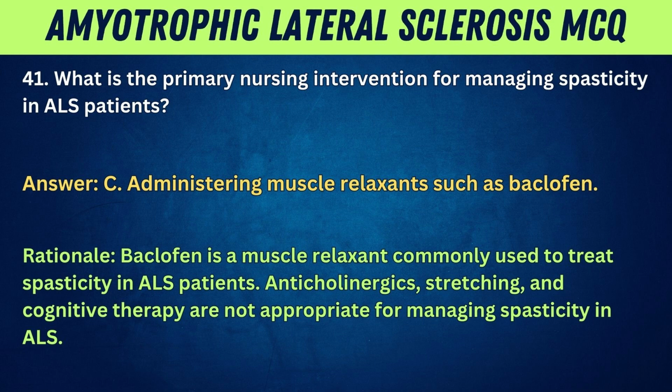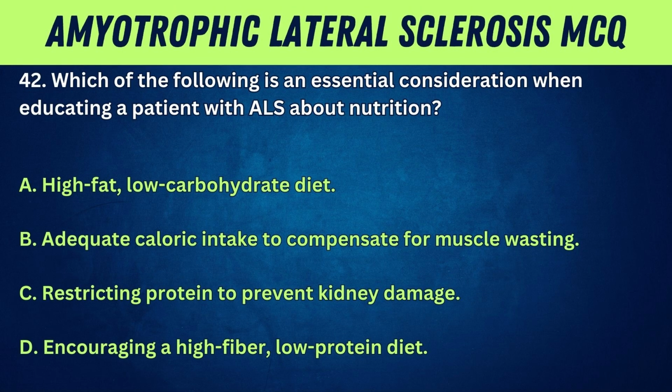Rationale: baclofen is a muscle relaxant commonly used to treat spasticity in ALS patients. Anticholinergics, stretching, and cognitive therapy are not appropriate for managing spasticity in ALS. 42. Which of the following is an essential consideration when educating a patient with ALS about nutrition?